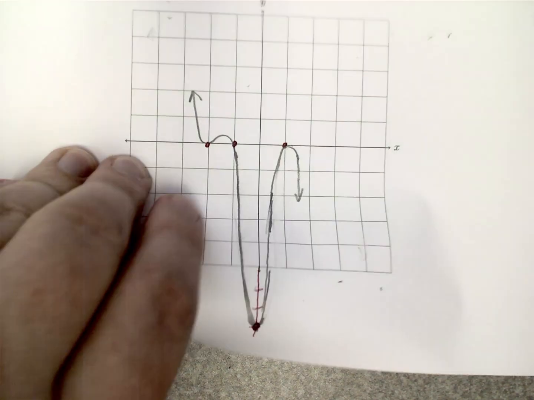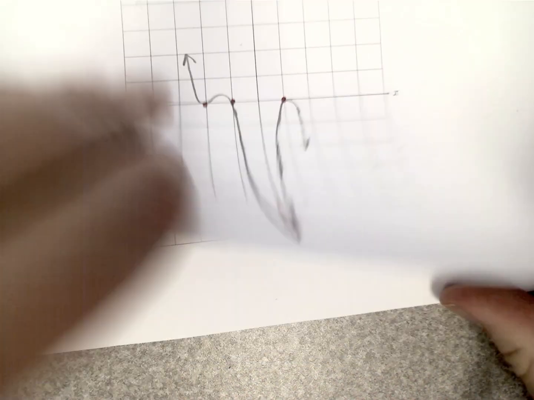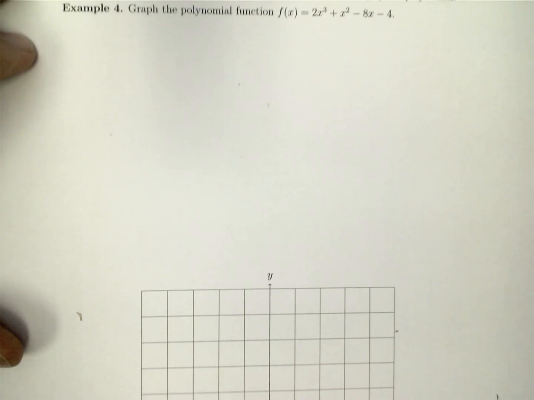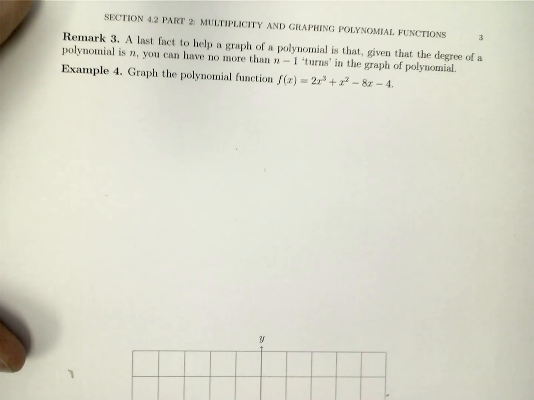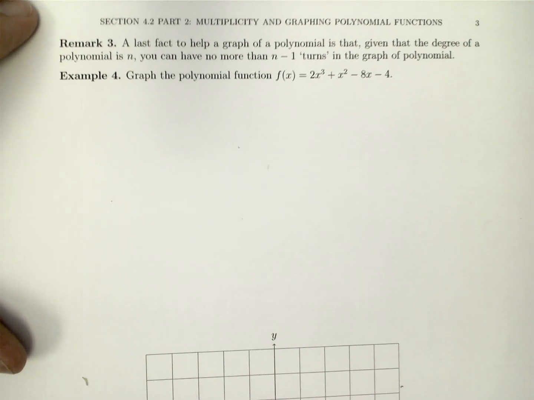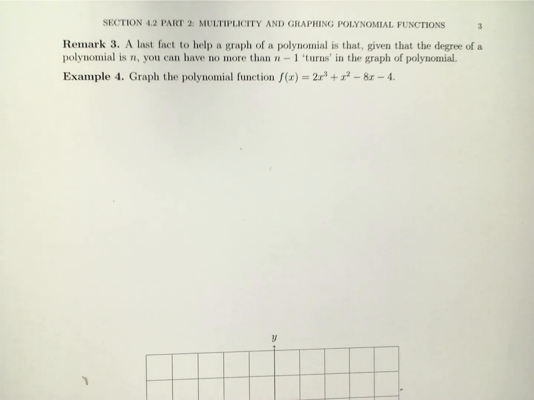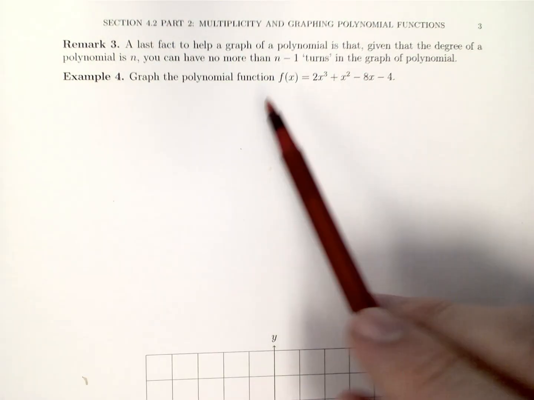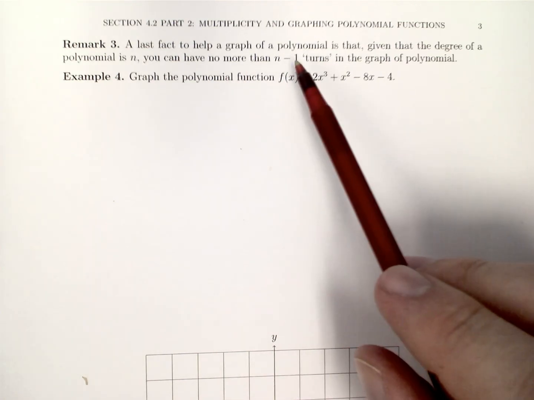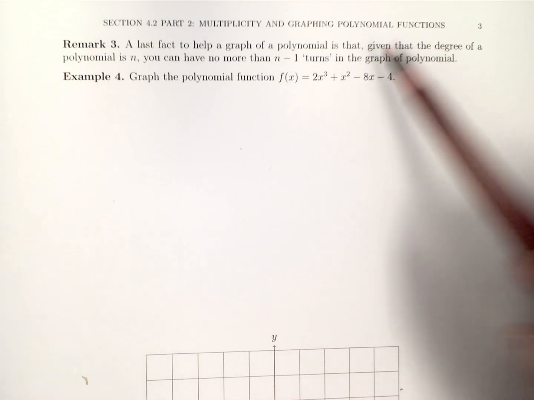All right, we have one more graph that we will try. And this is sort of a last little fact that can further help you with the graphing. If you have a polynomial that has a degree n, you can never have more than n-1 turns in the graph.